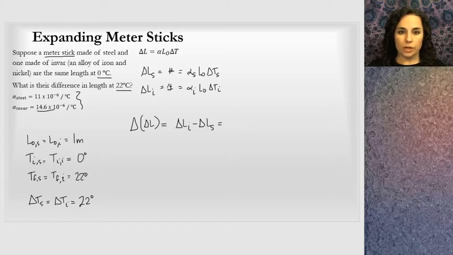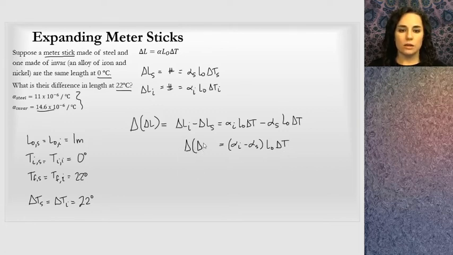I'm going to put what I know for each of these in. Delta L Invar is going to be alpha Invar, L, delta T for both of them. I'm going to subtract off alpha for the steel, L, delta T, and we can see that L delta T is the same in both of these equations. So I'm going to factor that out and leave the alphas in there. Alpha Invar minus alpha steel, original length, delta T. So this becomes a much easier calculation than if you're doing each one separately, I believe.